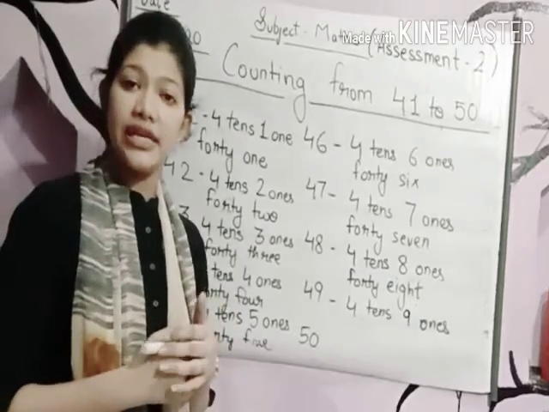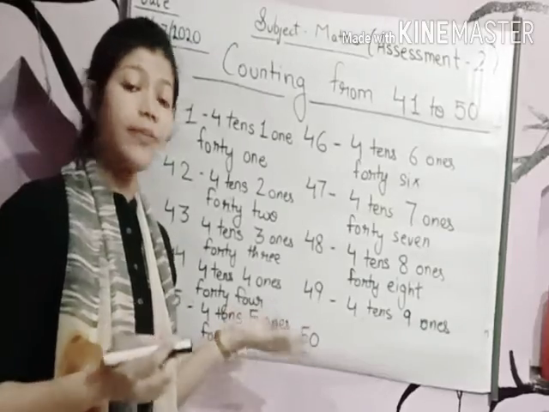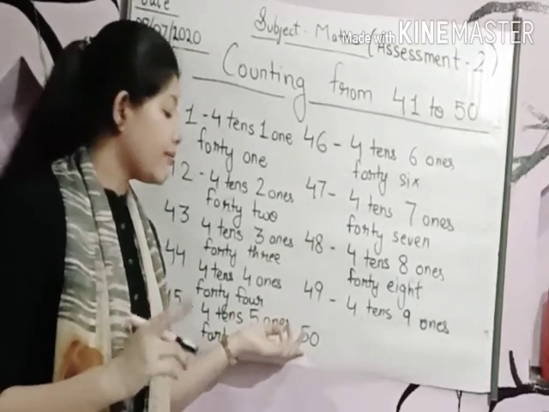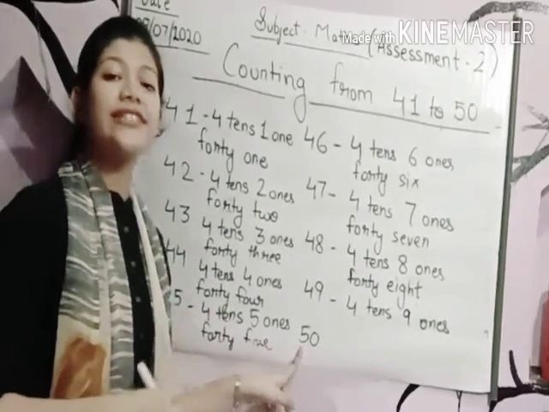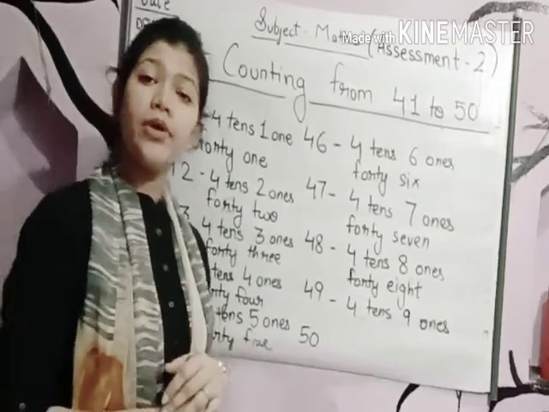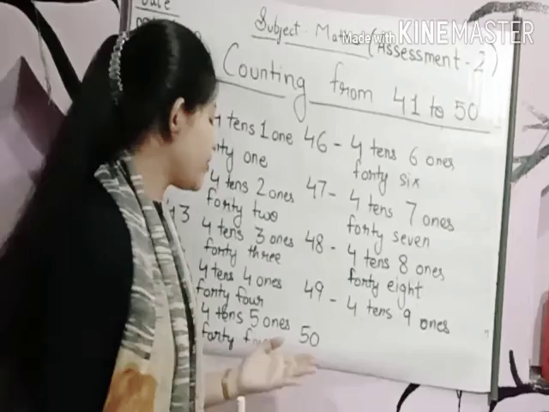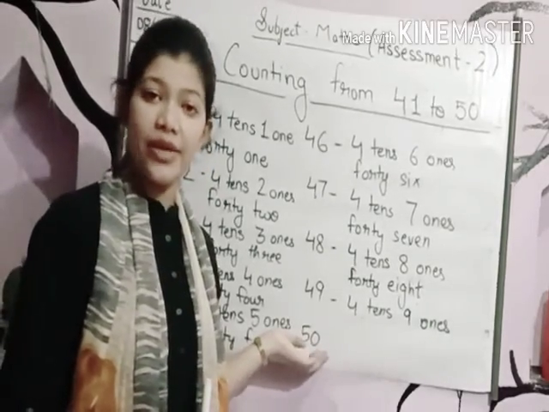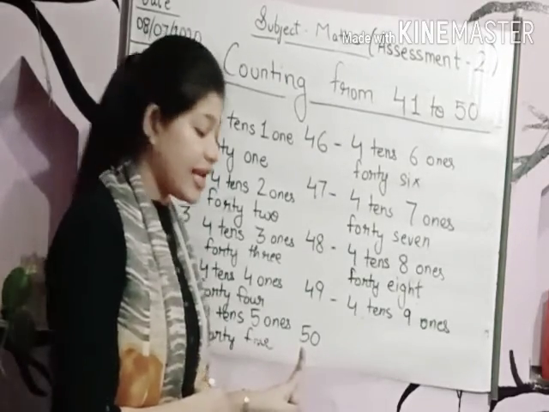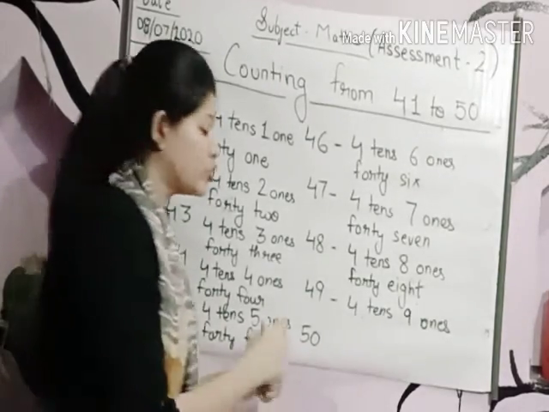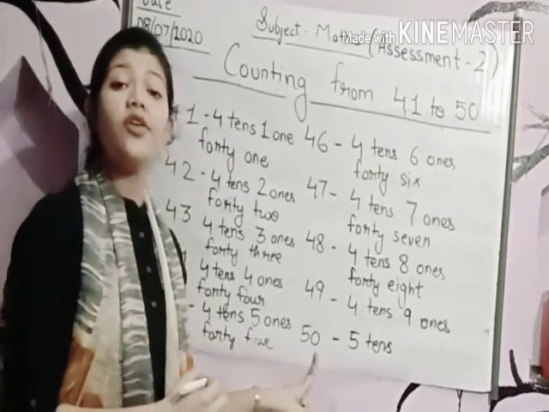Now see students, we have come to number 50. Now we cannot write 4 tens here. Why? Because this number is of 2 digits, but at the ones place there is 0, and at the tens place there is 5. Do you remember how I told you to write numbers 20, 30 and 40? In the same way we will write number 50. So how will we write it? First we will write the tens column digit. Which is at the tens column? 5. So we will write here 5 tens and 0 ones.